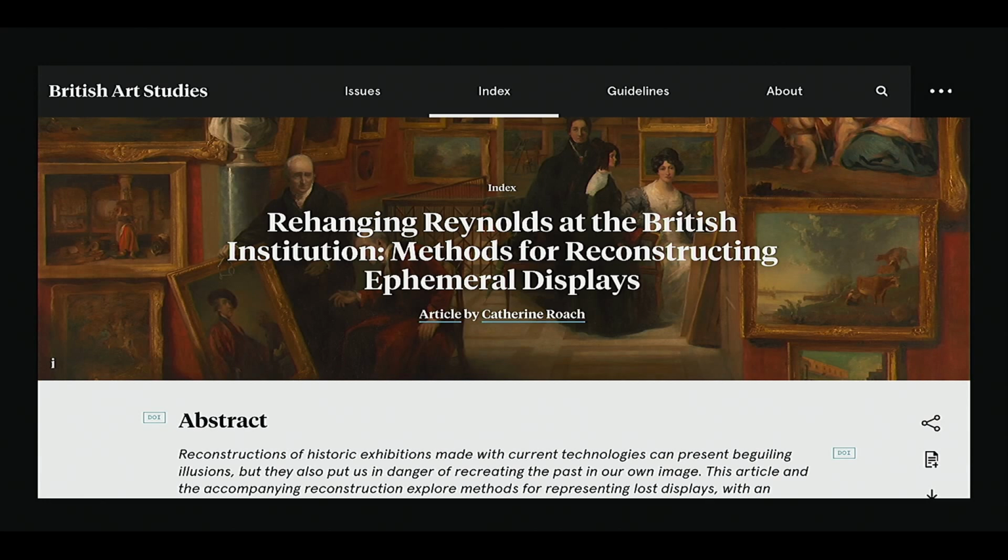And this reconstruction was made possible by two things. First of all, the existence of that most traditional art historical resource, the Catalogue Raisonné, truly could not have been done without that. And then second, and just as important, the existence of an online journal whose editors supported the creation of new kinds of digital art history. And this article and the accompanying video seek to start a conversation about best practices for recreating ephemeral displays. The reconstruction was designed to provide transparency about the many decisions and speculations involved.